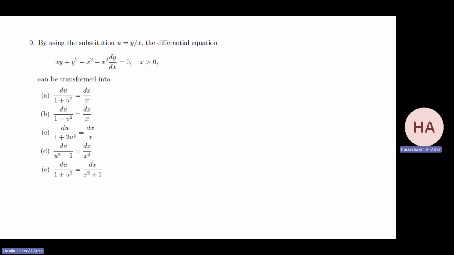Okay. By using this substitution, the differential equation can be transferred into what? I want to transfer this differential equation into another differential equation using this substitution, which they're talking about, homogeneous. If you remember, if it is homogeneous, then I will let y equal ux, or x equal vy. Okay, so let me write this equation in the usual format, M dx plus N dy equals 0, to see it.